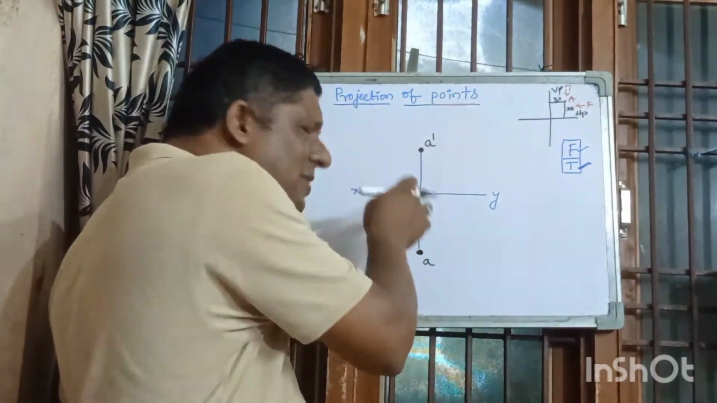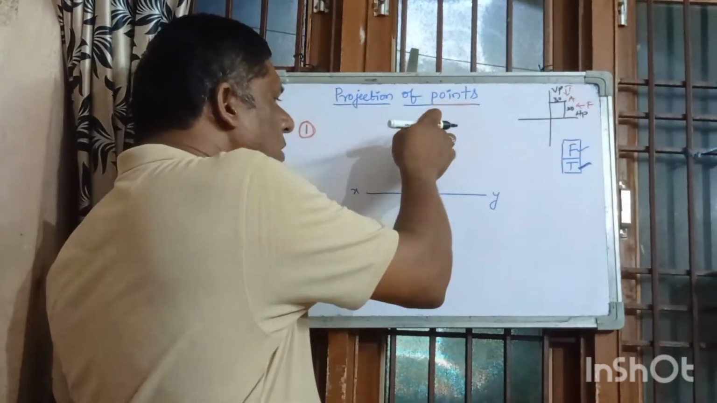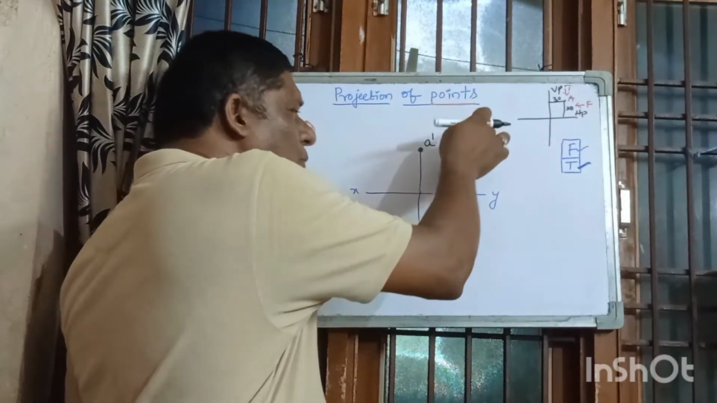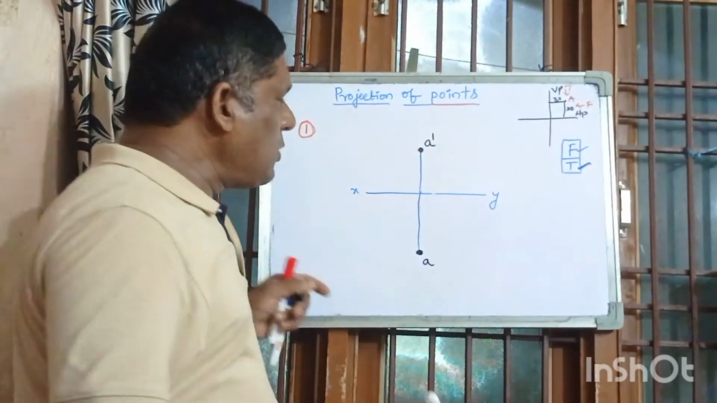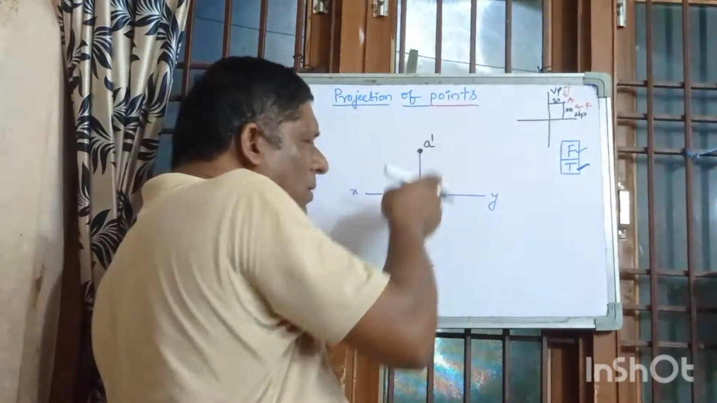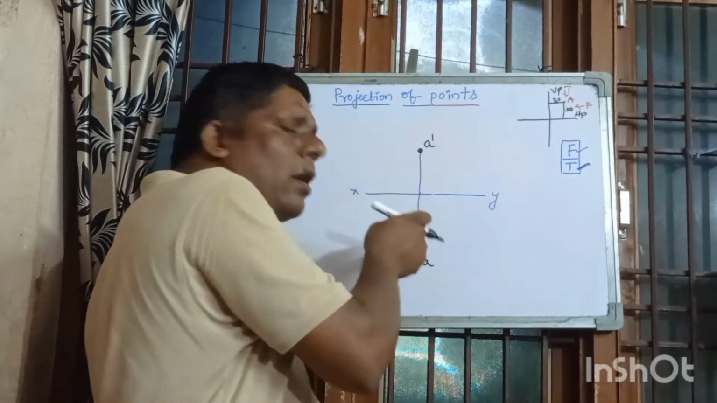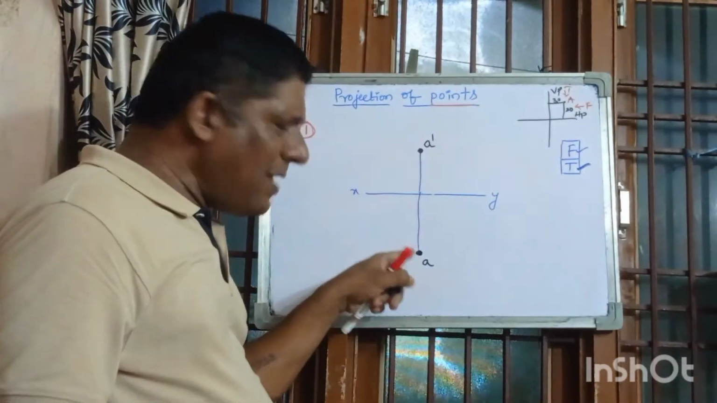And why are we giving a single line? Some students draw the front view here and the top view somewhere else, separately. It is not valid. You must show it in a single line. It indicates that one point we are projecting as front view and top view. That's why this single line is very, very important.